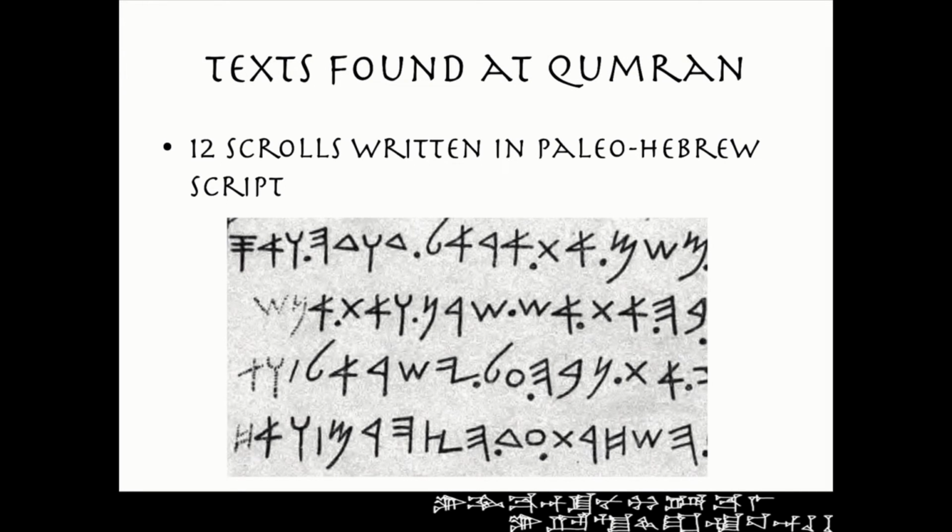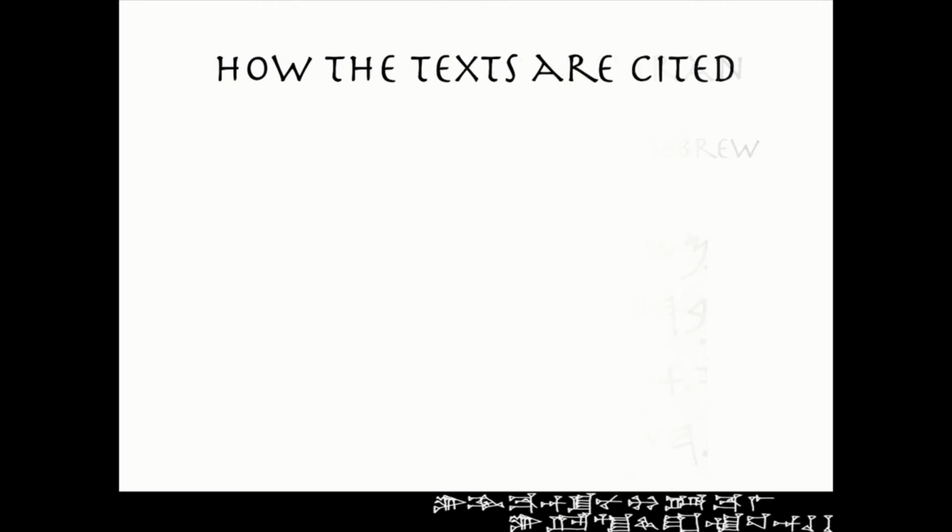12 of the scrolls were written in this Paleo-Hebrew script. This is what it looks like. This is the Mesha inscription, and we'll probably talk about this at some point in the future, but 12 scrolls were written in this Paleo-Hebrew style. During your work as a text critic, when you see the text cited from Qumran, you can identify them and understand what the citation means if you understand how they refer to these texts.